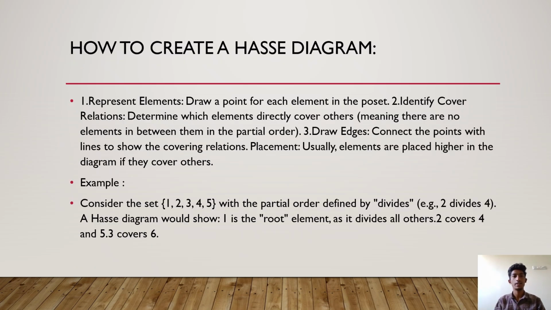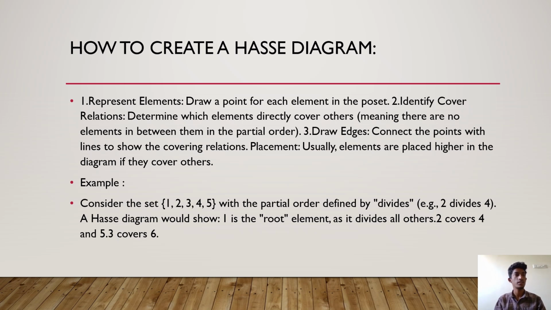How to create a Hasse diagram? First, represent elements. Draw a point for each element in the poset. Second, identify cover relations. Determine which elements directly cover others, meaning there are no elements in between them in the partial order. Third, draw edges. Connect the points with lines to show the covering relations. Placement: usually elements are placed higher in the diagram if they cover others.